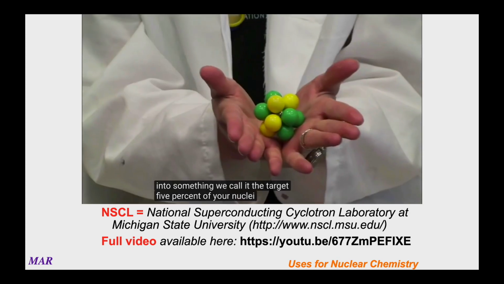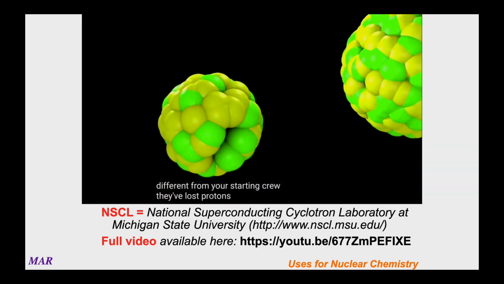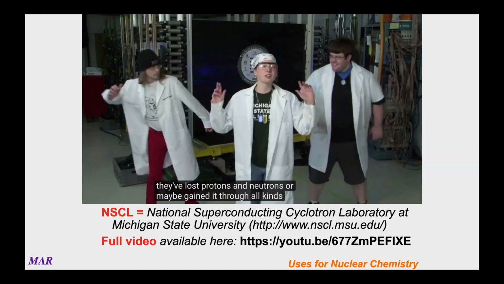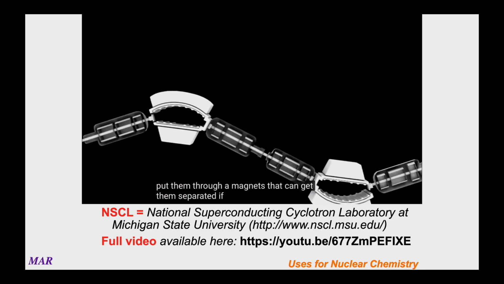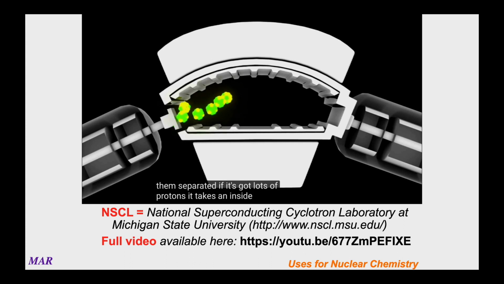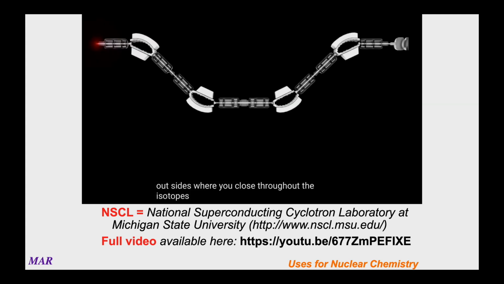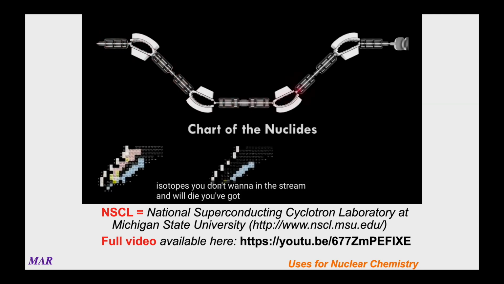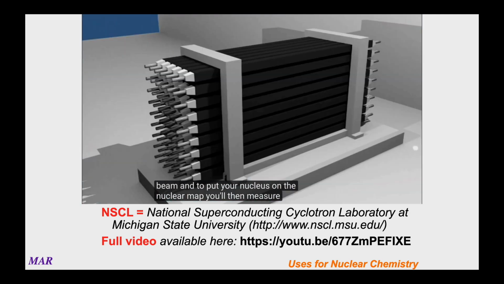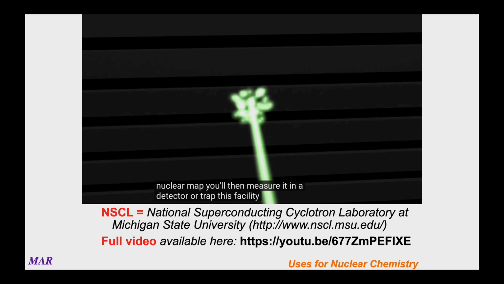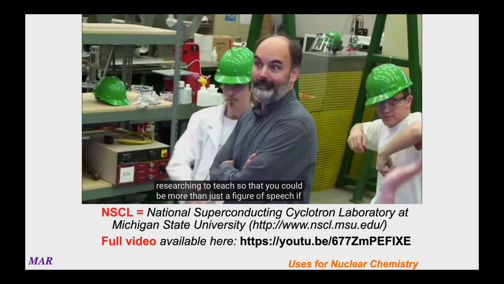5% of your nuclei are gonna really hit it. Those that do will be different from your starting crew. They've lost protons and neutrons, or maybe gained a few. All kinds of fragments have just been created, so you put them through a magnet that can get them separated. If it's got lots of protons, it takes an inside curve, but more neutrons tend to drag it for an outside swerve. You filter out the isotopes you don't want in the stream, and voila, you got a rare isotope beam. And to put your nucleus on the nuclear map, you'll then measure it in a detector or trap. This facility is for research and to teach, so that you could be more than just a figure of speech.